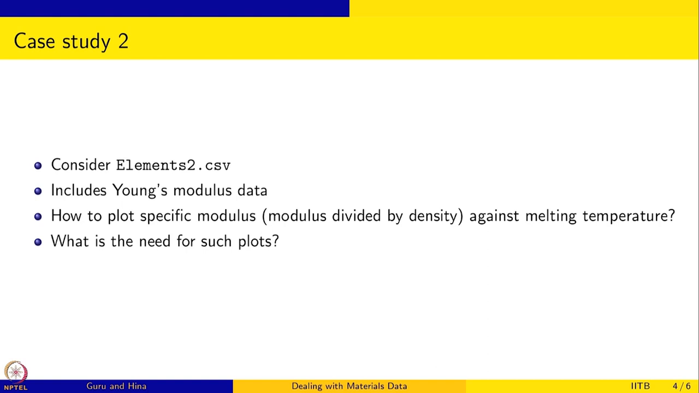You might be wondering why such plots are needed. These plots are very useful, and they are known as property charts or Ashby plots. They are used in learning about the properties as well as in the selection of materials for engineering applications. Some of you might have seen such plots in properties and selection courses, and you will see how to generate such plots for yourself.